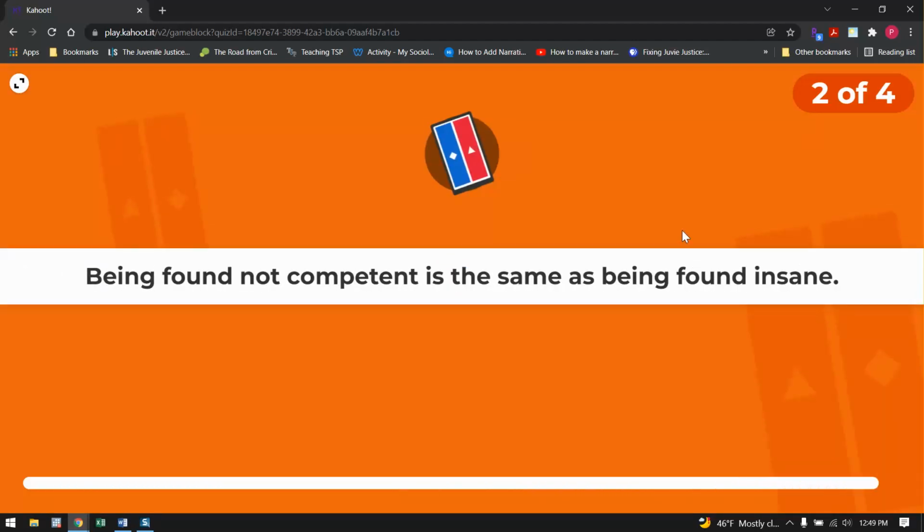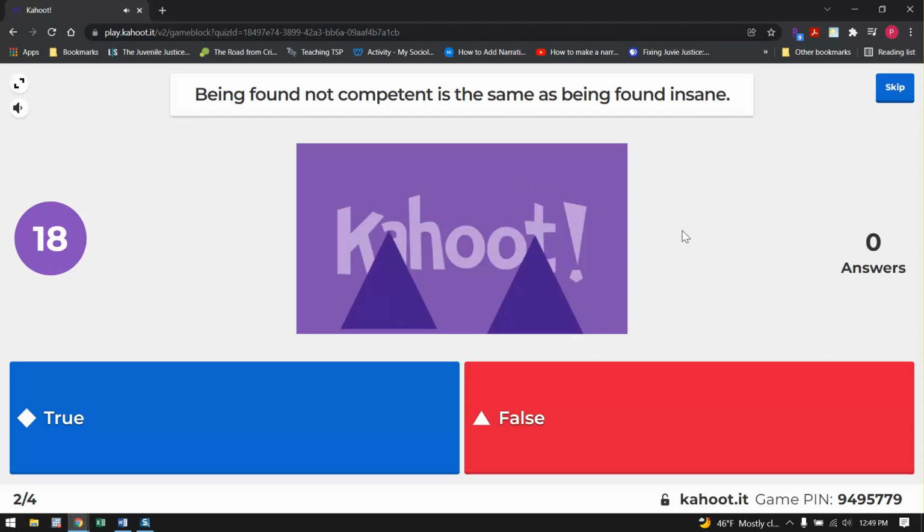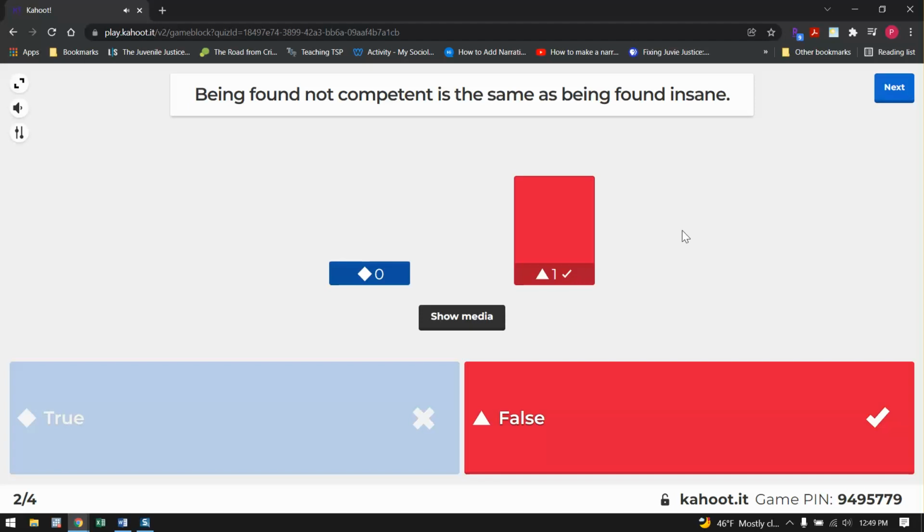Question 2 has to deal with the issue of being found competent versus insane, and are these the same thing? So this true-false statement reads, being found not competent is the same thing as being found insane. However, if you pay attention to the lecture, you'll know that that's false. Competency is not the same thing as sanity. Our court operates on the assumption that everyone there is sane until a jury decides otherwise, that you are insane. Being held competent has less to do with insanity and more to do with being physically or mentally capable of standing trial.